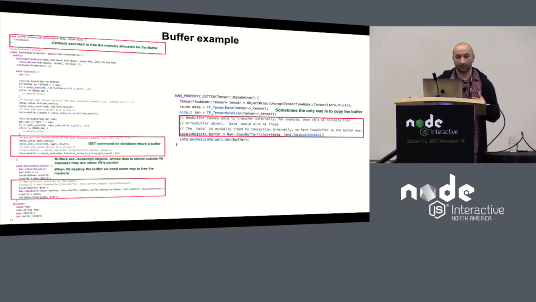But sometimes you are integrating some C++ library that frees the memory internally. So you cannot do anything, and the only solution is to copy the buffer from the native side to the JavaScript side. It's inefficient, but it's the only choice you have.